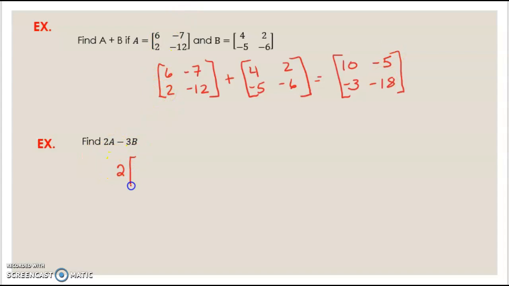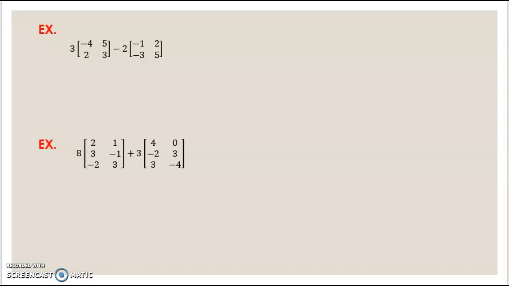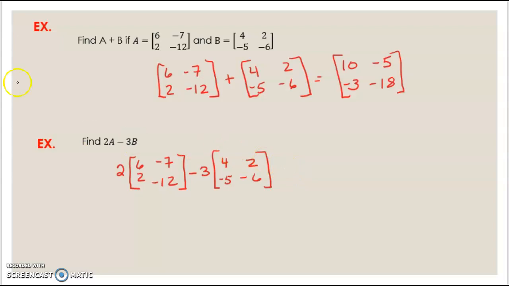So you would actually have a 2 out front of the A and minus a 3 out front of the B. Okay. So, that would give you 12, 4. 2 times negative 7 is negative 14. 2 times negative 12 is negative 24.